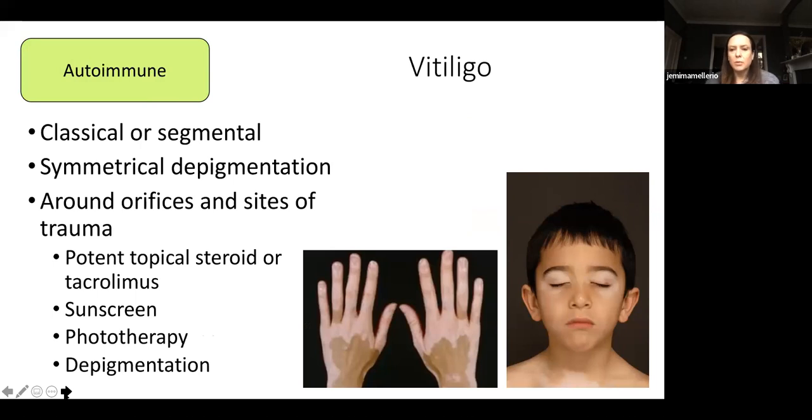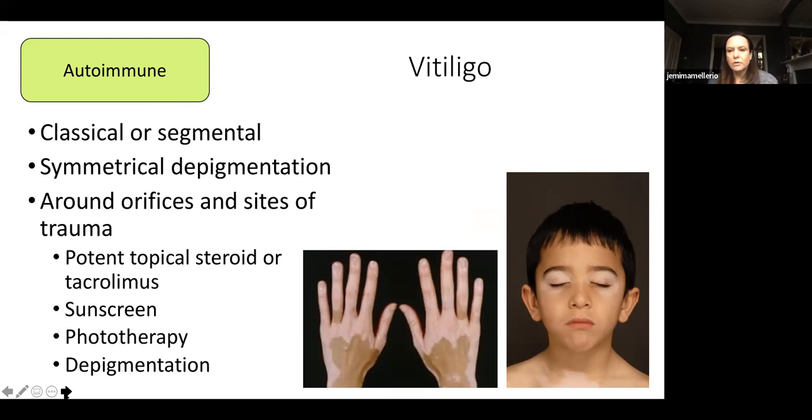I'm including just a couple of conditions that are quite common in children here under the autoimmune banner. So vitiligo is very common. We know vitiligo affects around 1% of people, and in half of those it starts in childhood. There is a segmental form where you get a sort of localized area of vitiligo on part of the body, but more typically people will get classical vitiligo, which tends to be very symmetrical.